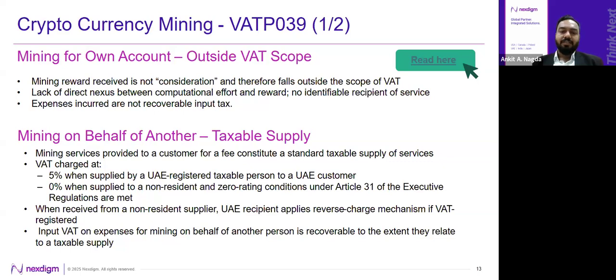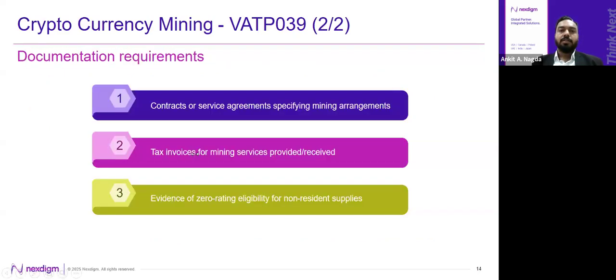Again, specifically on the input side, if something is done for self, the VAT on that cannot be recovered, and that needs to be borne in mind. Given this background, we have given certain benchmarks on the documentation that can be maintained to establish what is for self and what is for others. You should prefer having contracts or service agreements specifying the mining arrangement so that it becomes clear to the authorities for whom you are doing it, what the quantum is, and so on.